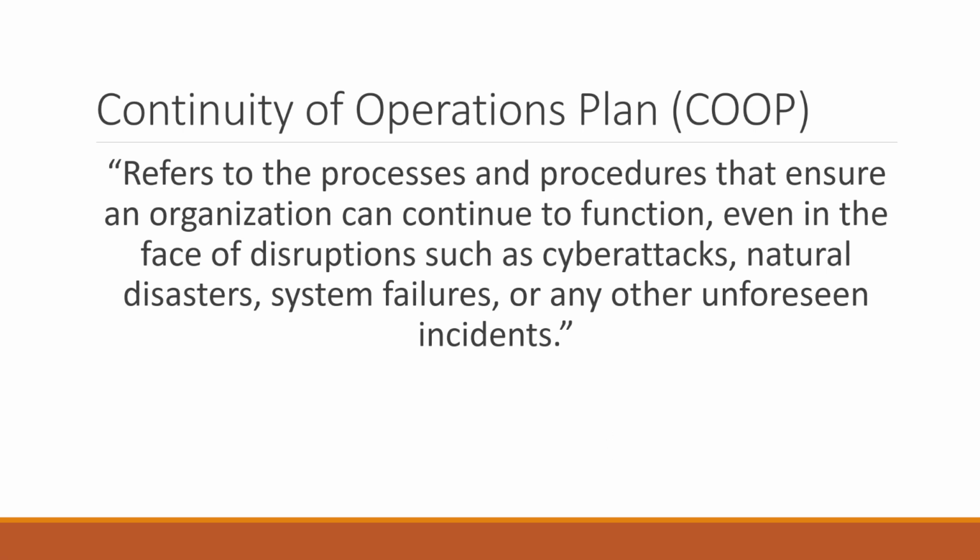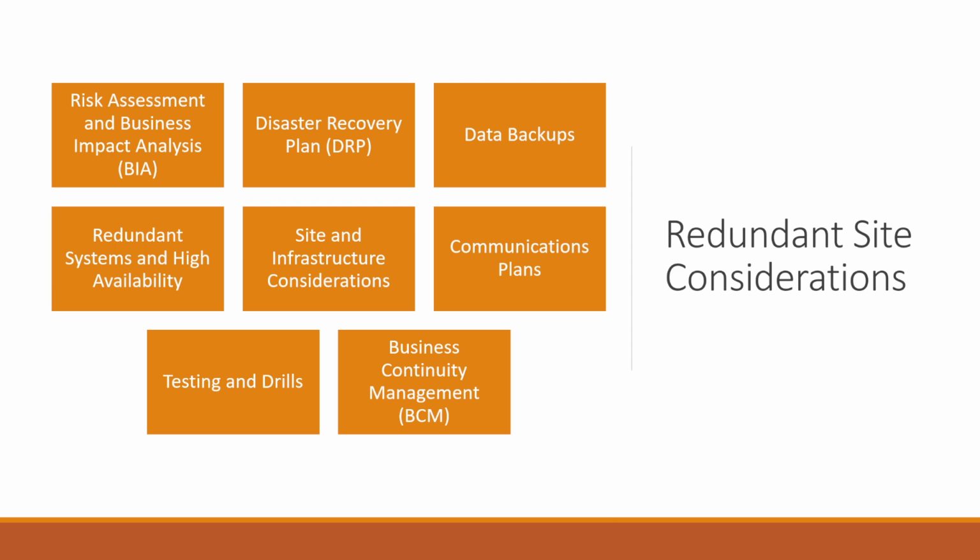So let's talk about COOP a little bit, which is continuity of operations procedures. This is the policies and procedures to make sure that we continue operating even if a natural disaster, system failure, or cyber attack happens. Now, there are going to be things that we need to think about, and we're going to think about redundant sites a little bit here. Because what if a tornado does take out your data center? How are you going to continue operating?